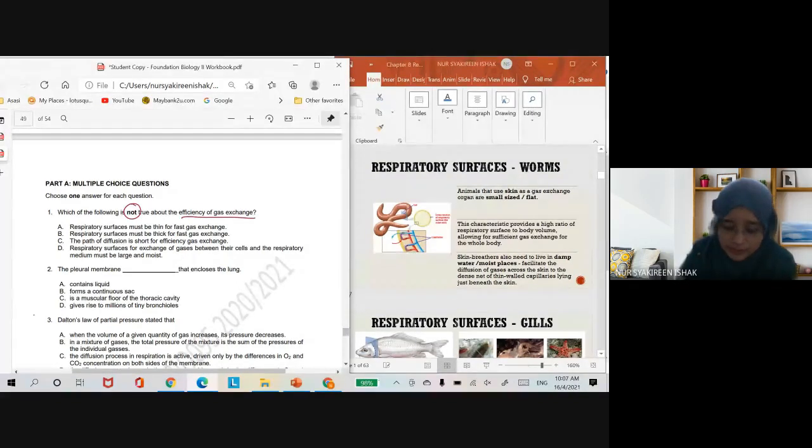So if we look at the answer for each one, A, respiratory surface must be thin for fast gas exchange. So this is correct. Yesterday we looked at Fick's law of diffusion. You have the formula, and in Fick's law there is R, right? So R is the rate of diffusion.